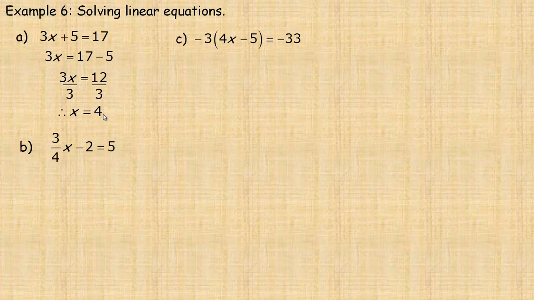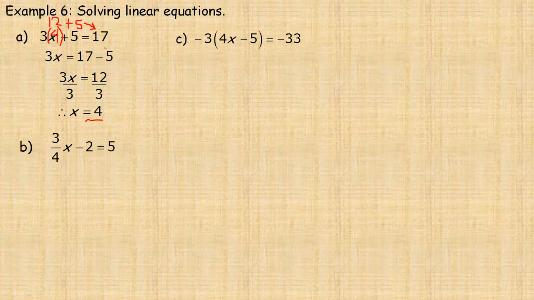Remember, you can always check any solutions by putting that 4 back in here in place of x. And you see, 3 times 4 is 12, so that's 12 plus this 5 does equal 17. See, 4 is the solution because it's the number that makes that statement true.